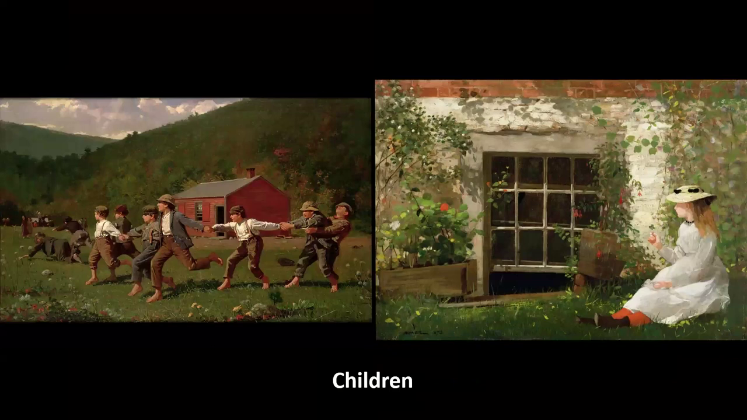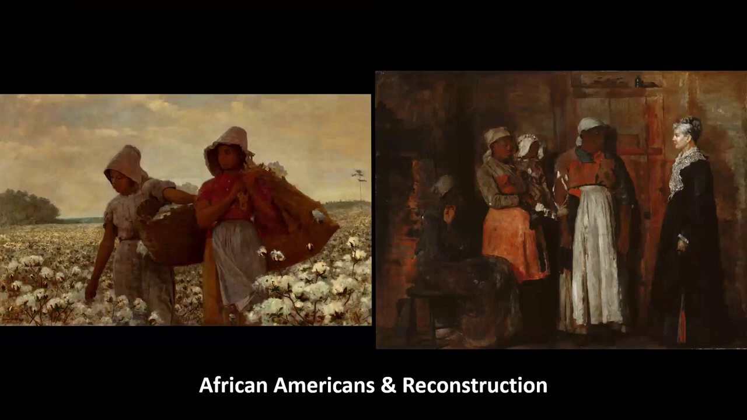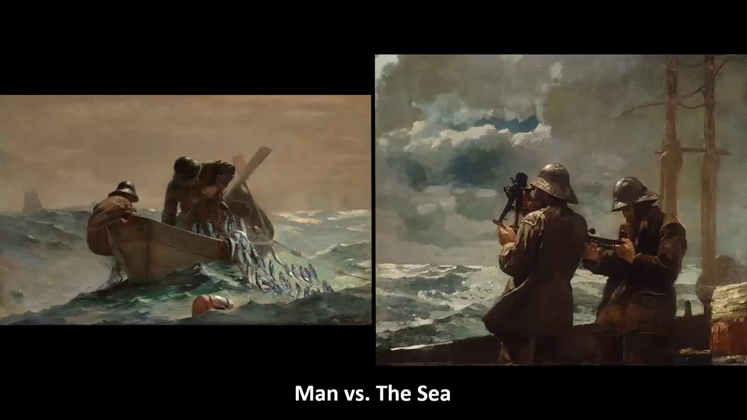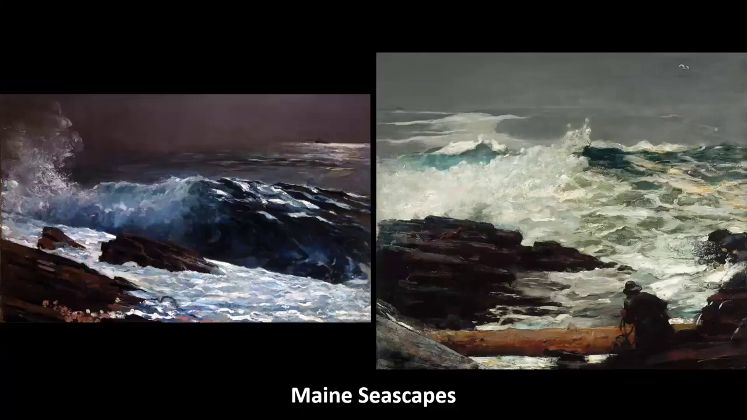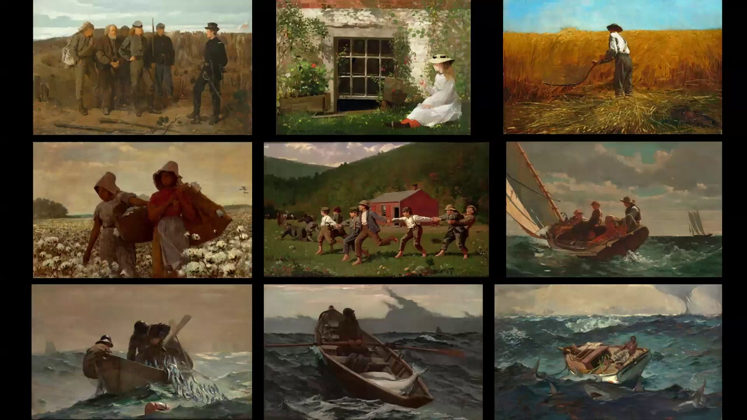And that involved the children's depictions. Then he did African Americans and Reconstruction in the former Confederacy. Then he goes to England, comes back, does the man versus the sea type of theme, spends some time in the Bahamas, and then he does these Maine seascapes. And there you have it, Winslow Homer.